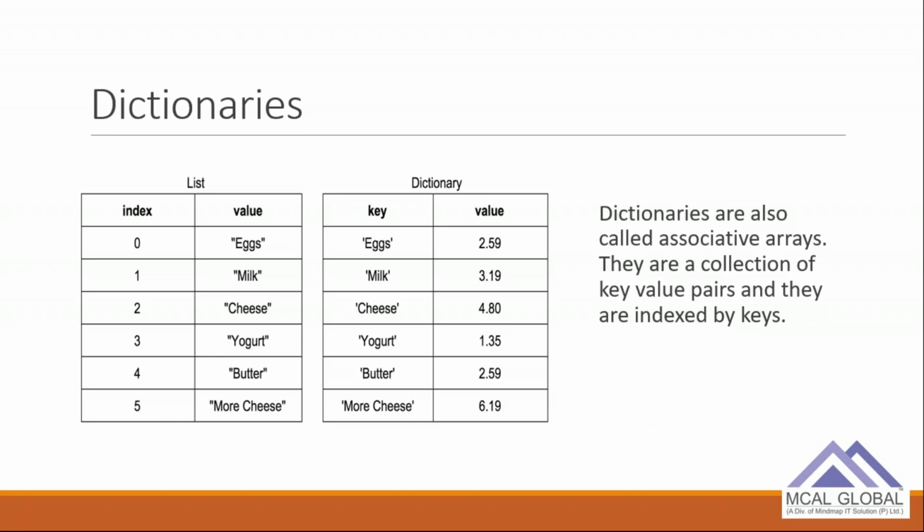For example, in index 0 there can be eggs, milk, cheese, yogurt, butter, more cheese. In index 1, there can be certain other items. So there are lists of lists, and lists as dictionary values too. So there are multiple data structures that can be used in Python. That's what makes Python very powerful. Very good question.